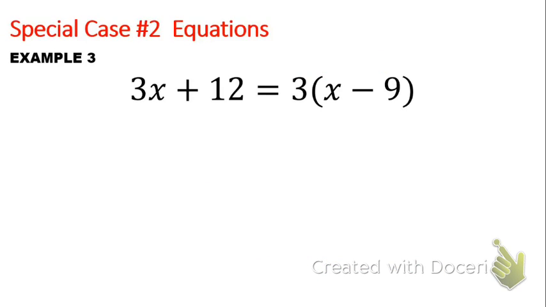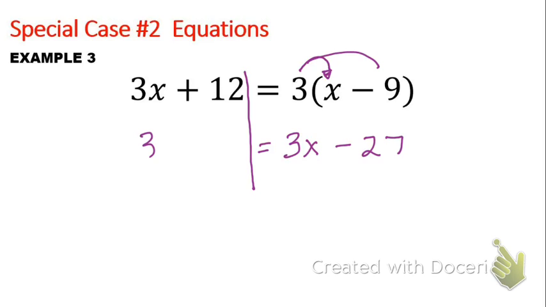All right, special case number 2. Once again, on the right-hand side, we will need to distribute. So this becomes 3x, and this is negative 27. And on the left side, everything comes down. Again, pay close attention to the left and to the right. Hopefully you see something particular.